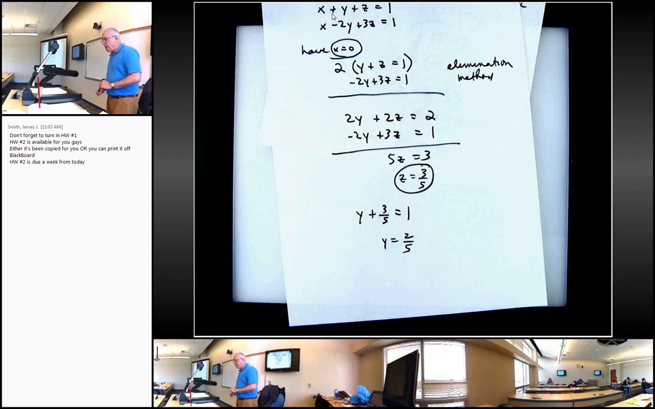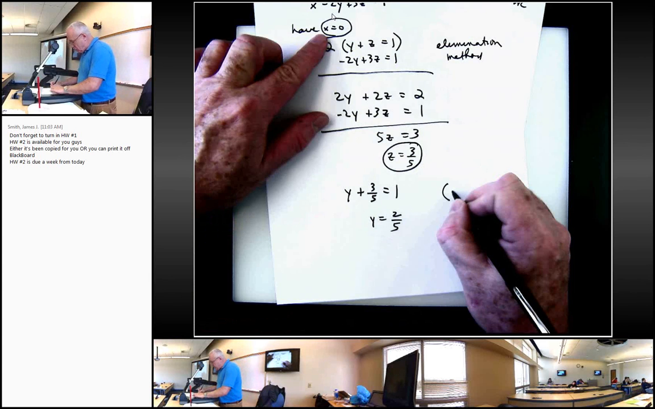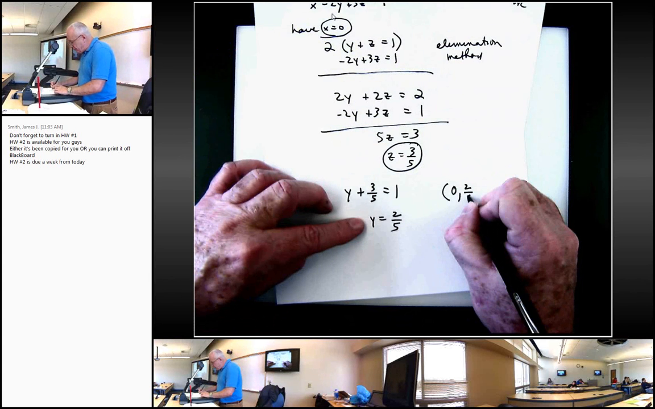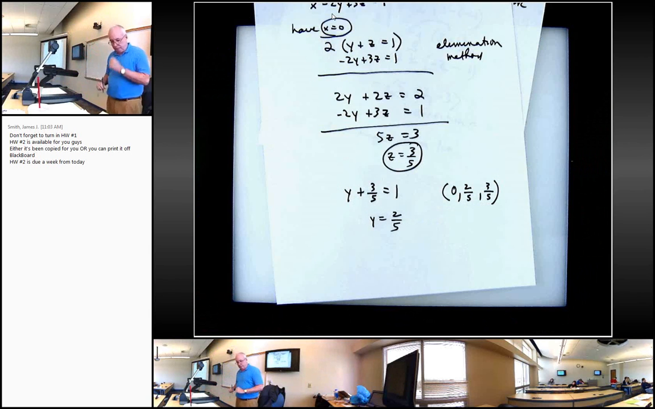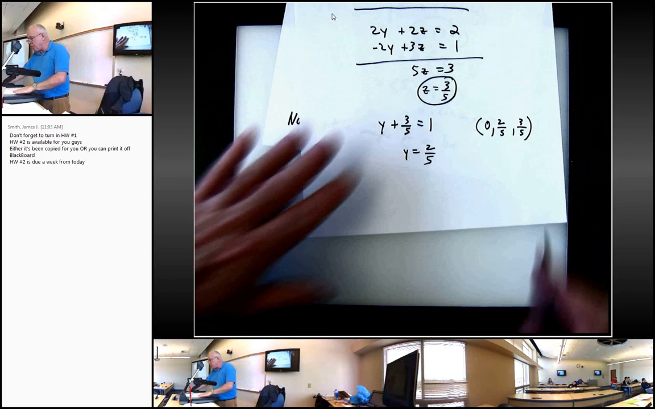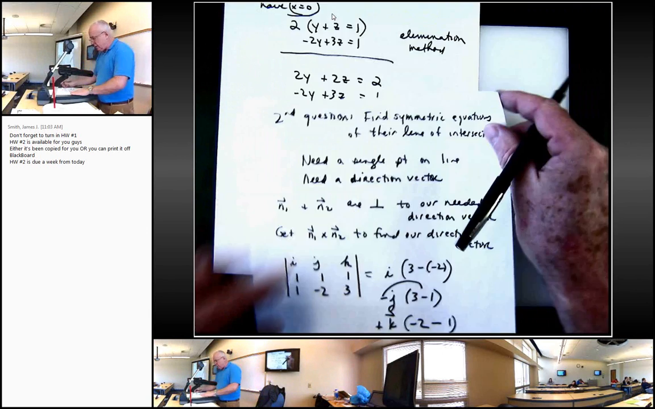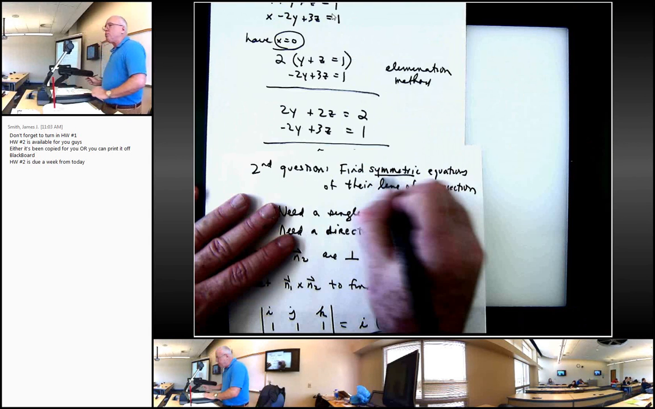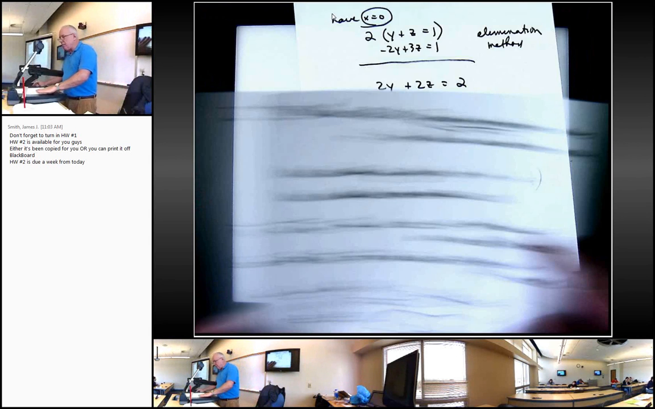Okay? So we have a single point: x is 0, y is 2/5, z is 3/5. Okay, so let's see. We've got a single point, we've got the direction. Now, what kind of line did I say we wanted? We wanted the symmetric equation of the line. So let's remember what that is.